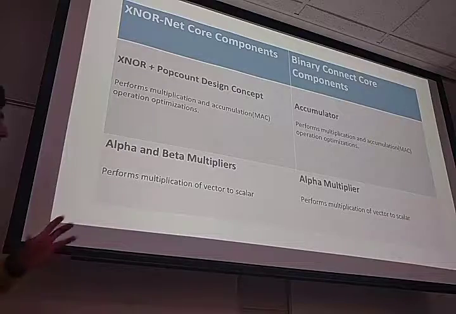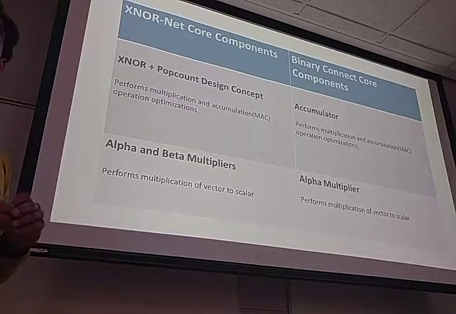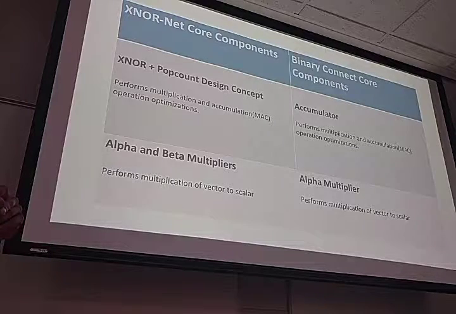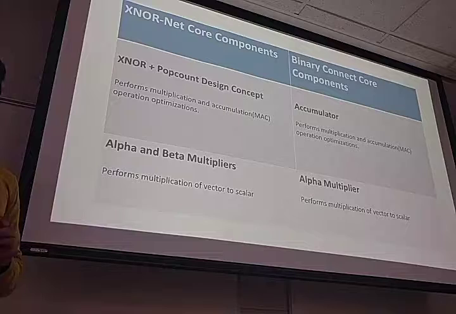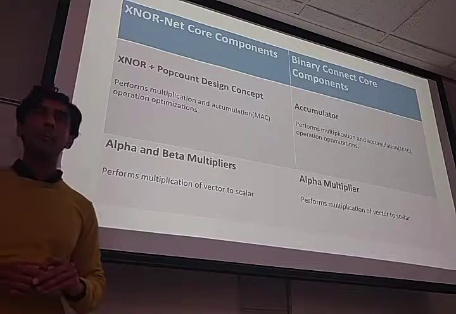So to wrap up, in this case, these are the main modules that we've implemented in both cases. In XNOR Net, we have XNOR pop count, and in the binary connect, we have accumulator, which do the same thing, which is matrix vector multiplication. And then we have scalar multipliers.